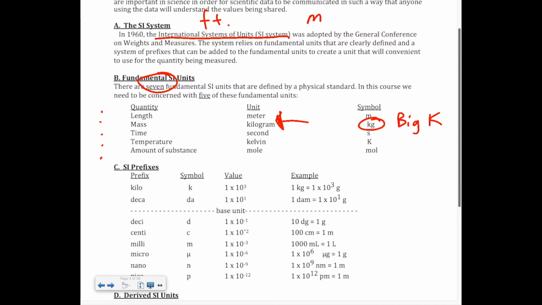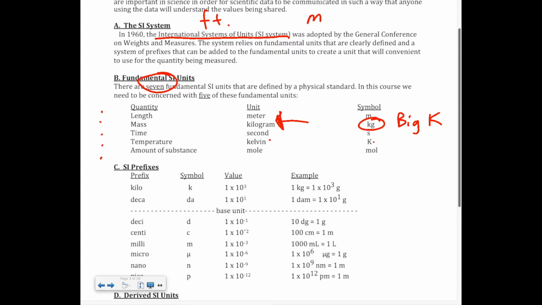They used to have just 1 kilogram sitting in a room in France, and that is what they based all other kilograms off of, this one tiny cylinder. So now the unit of time is a second with an S. The unit of temperature is Kelvin. That may be different for you, and it has a capital K.